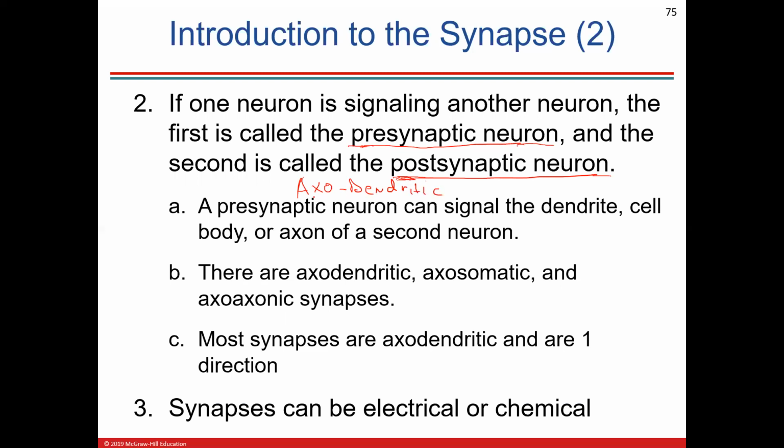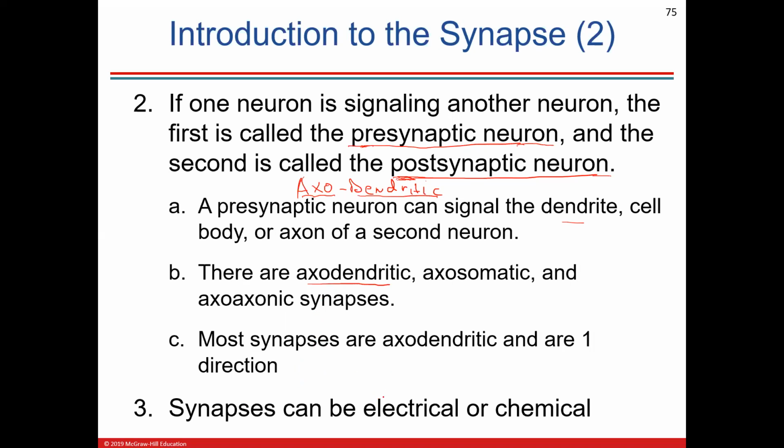But it could also happen in the cell body, where they call it axosomatic, because the cell body is also called soma. Or it could be axoaxonic, so the axon of the presynaptic neuron can synapse with the axon of the postsynaptic neuron. But axodendritic is the easiest to understand. It makes the most sense, and it helps you learn too, I believe. So the presynaptic neuron can signal the dendrite, the axon, or the cell body. I would say the axodendritic is the one we'll talk about most of the time. Okay, and it's one directional. It's easy, and for learning processes, it's much better as an outcome.